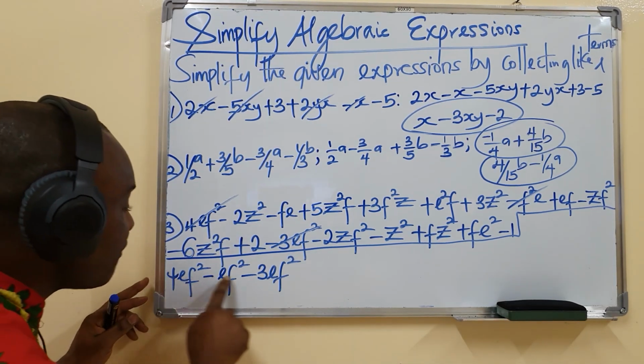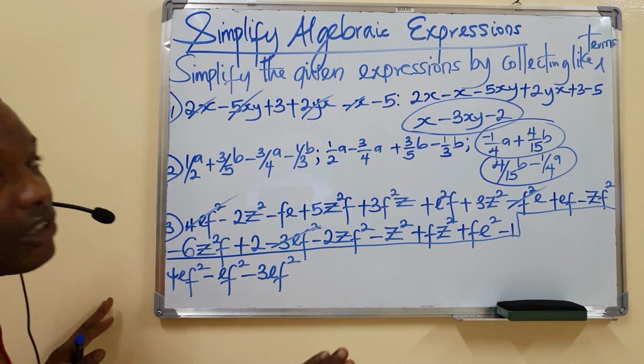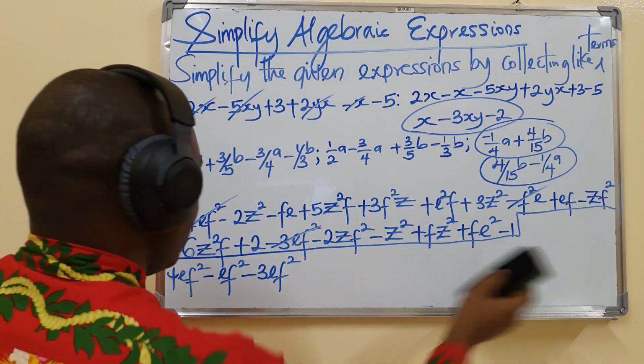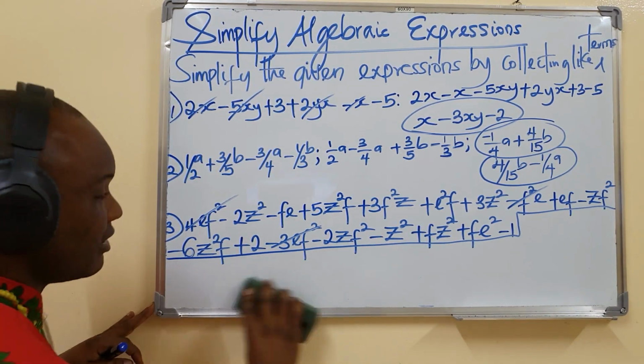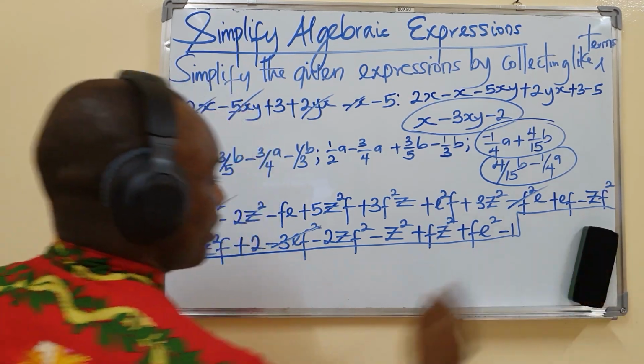These full e f squared terms give us 0. Therefore, there's no need for the 0, yeah? So we don't need 0. This is gone. 0 doesn't change our answer. Let's work out the next one.